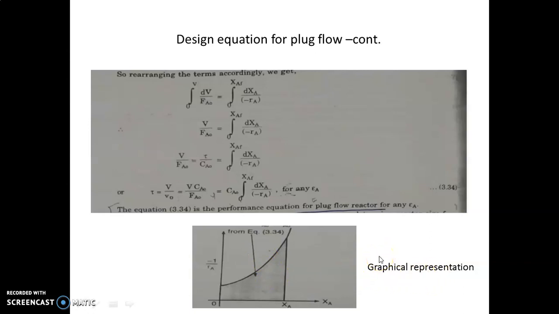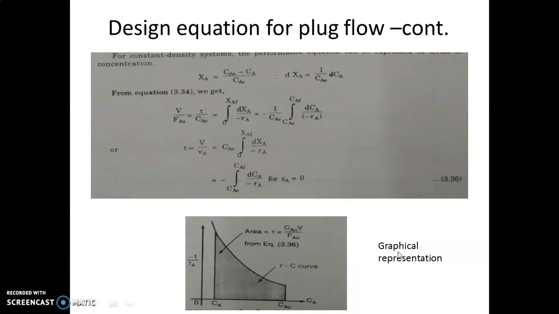Then if we put this equation for a constant density system, that means we have to put the value of Xa in terms of concentration. So this is the Xa, that means conversion is given in terms of concentration, and you have to differentiate this equation. So we get this equation.